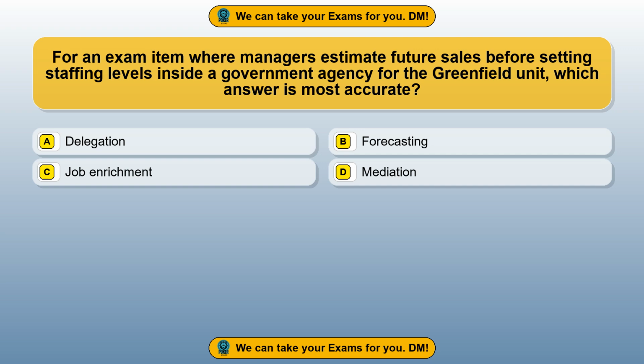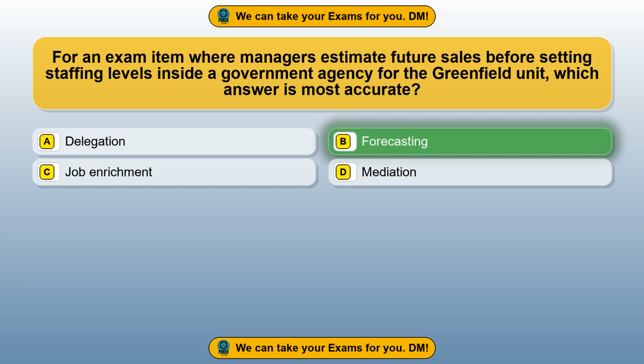Question 27. For an exam item where managers estimate future sales before setting staffing levels inside a government agency for the Greenfield unit, which answer is most accurate? Option A, delegation. Option B, forecasting. Option C, job enrichment. Option D, mediation. The correct answer is option B, forecasting.